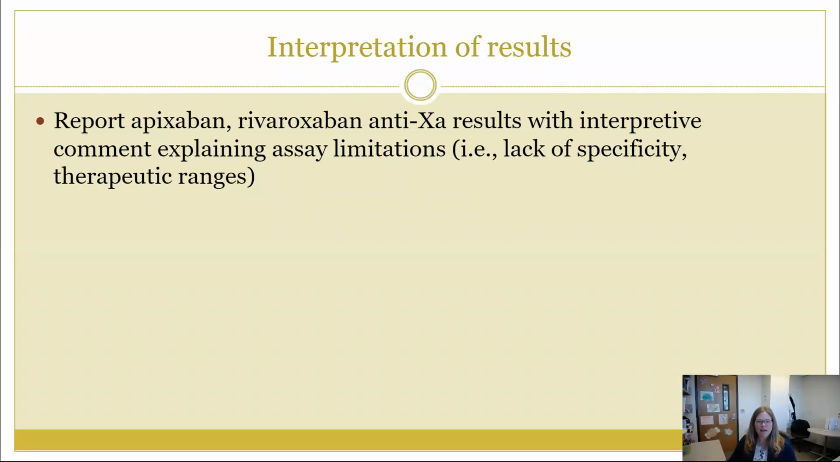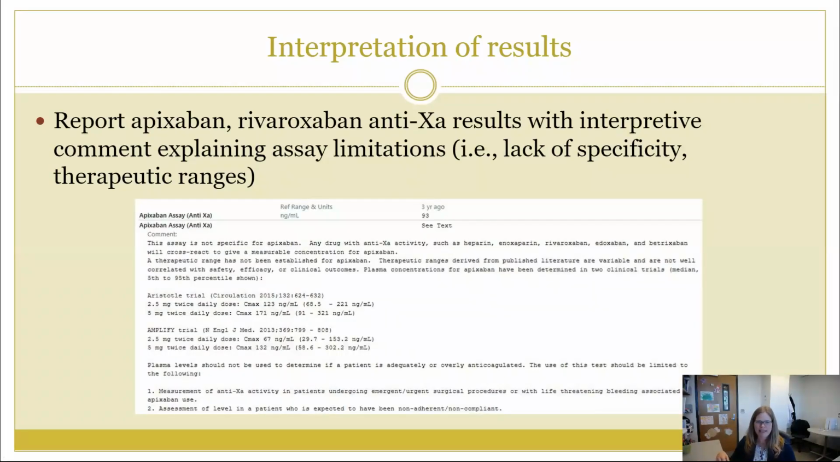So whenever we report an apixaban or rivaroxaban anti-10A result, we do not give a reference interval. So nothing will flag as abnormal high or abnormal low. But we do have a long interpretive comment that explains both the assay limitations, meaning if there's also heparin in the sample, this result will also reflect that and will be higher than you might expect. And then also that there's a lack of therapeutic ranges. And we do give some guidance with the concentrations observed in the Aristotle trial, but these are not therapeutic ranges. They're more on-therapy ranges: what was observed in patients who are receiving this dosing regimen.